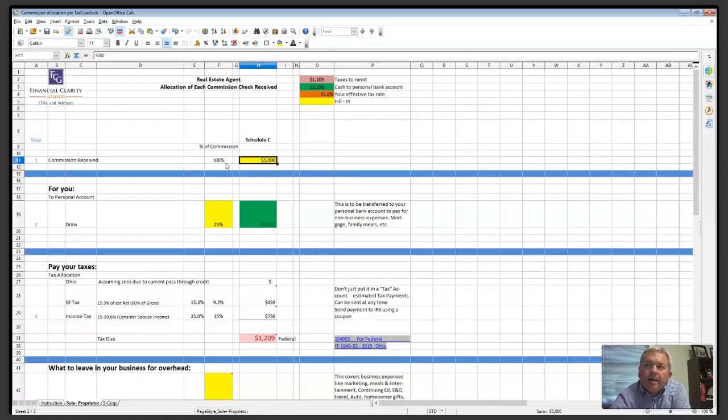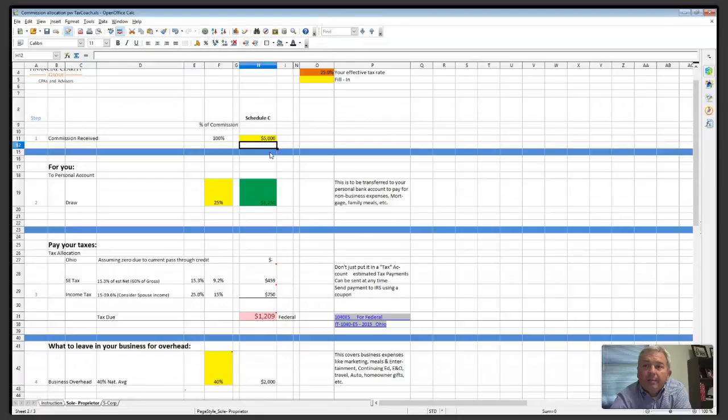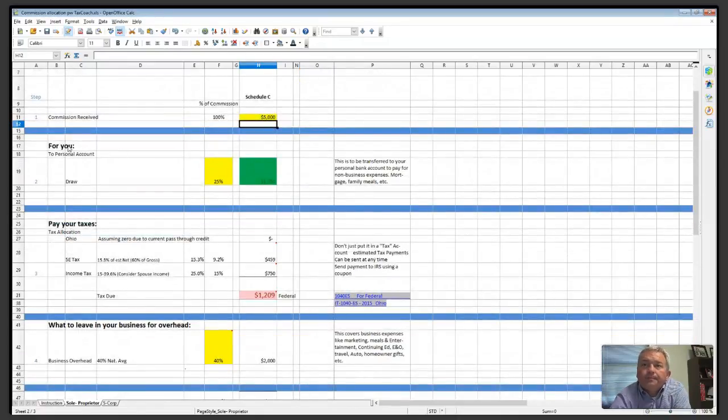So you would put in the amount of the commission that you've received for the time period. In this case, I'm saying that this agent received $5,000 in commissions. And again, that could be one commission. It could be commissions over the course of the month or the quarter. So that's step 1. Step 2 is to roughly estimate how much of that money can be moved safely, reasonably to your personal account for personal expenses, paying your mortgage, your groceries, whatever personal expenses you may have.